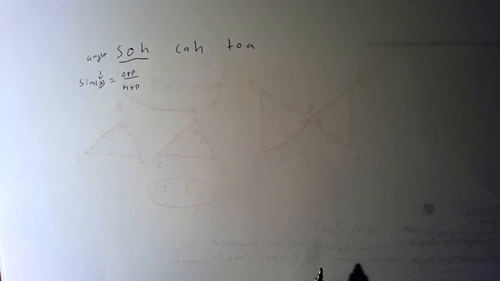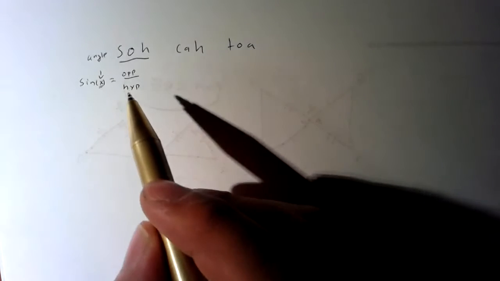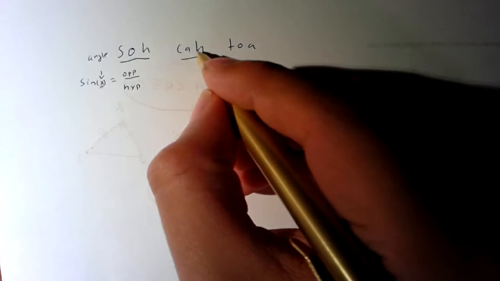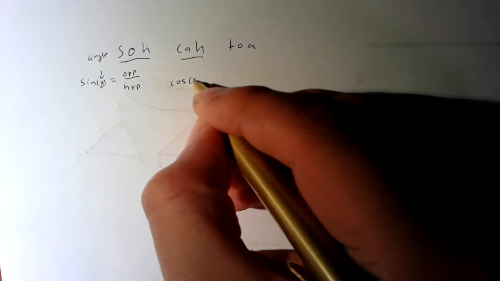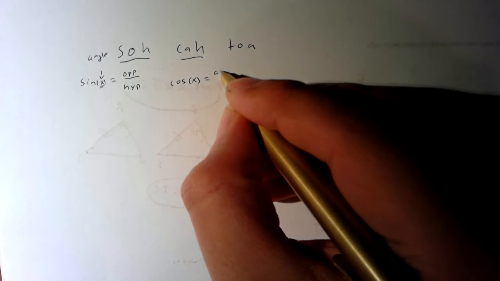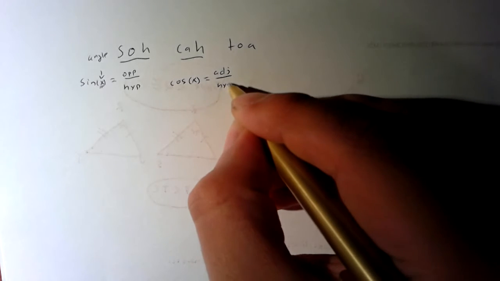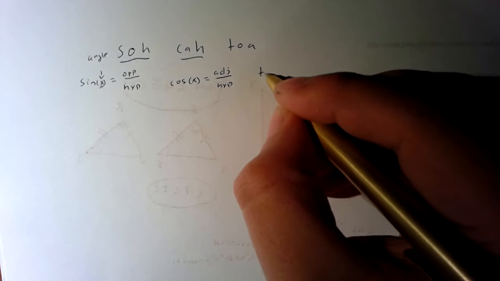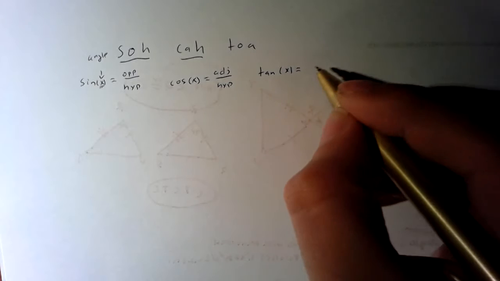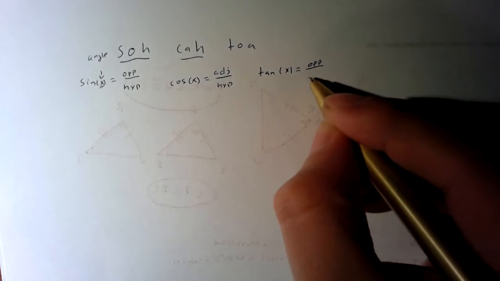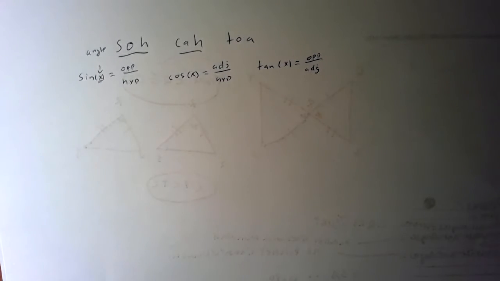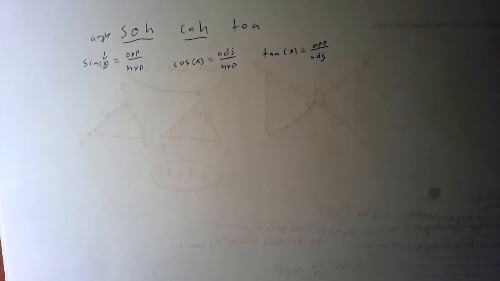And right now I'll draw a triangle to kind of show where these sides are. So we'll talk about that. But let me just write the equations. So CAH means cosine of the angle, which I'm going to use x here, equals adjacent over hypotenuse. And then we have TOA, so that's tangent of the angle equals opposite over adjacent. Okay, so we have the three basic trig ratios that we're going to be working with.